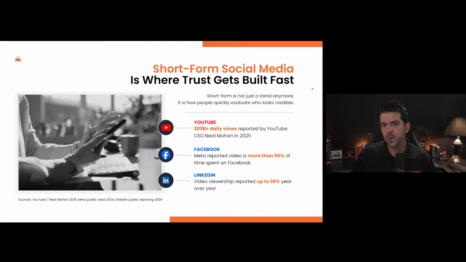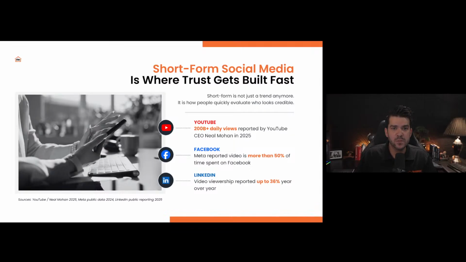So why does short form social media matter? Let's start with why this matters now. Social media has changed how people evaluate companies. Homeowners are not only reading websites anymore. They're watching quick videos, they're checking reviews, they're looking at photos, and they're watching how companies explain their work before they decide to call.